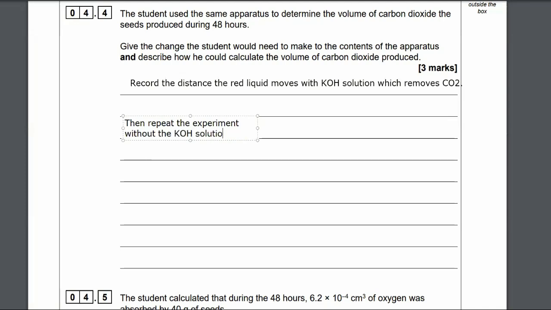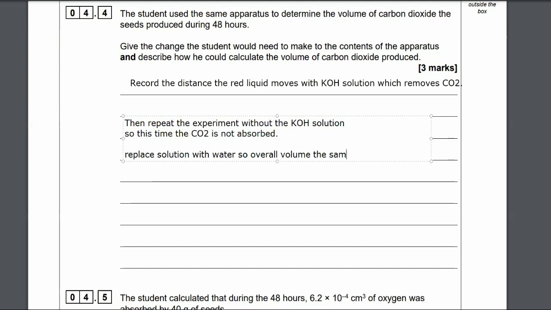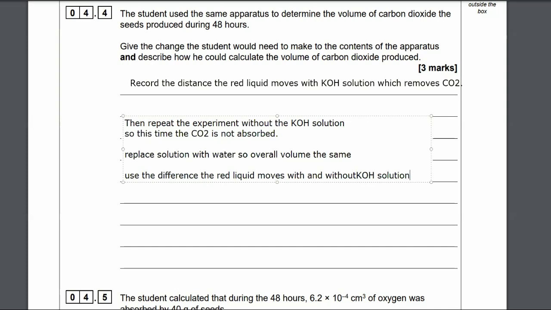And now what we could do is we could take the original set of results, so how far the red liquid moved with the potassium hydroxide solution, which removed the carbon dioxide, then repeat the exact same experiment again, but this time remove the potassium hydroxide solution and see how far the red liquid moves. The difference in the volume or the difference in the rate between those two will give us either the rate or the volume of carbon dioxide produced. So the difference in the volume produced in the first experiment when the CO2 was being absorbed to when the CO2 isn't being absorbed is the volume of carbon dioxide that is produced.